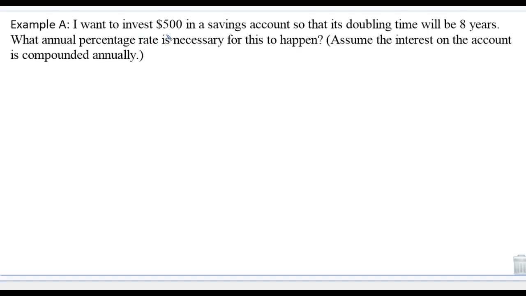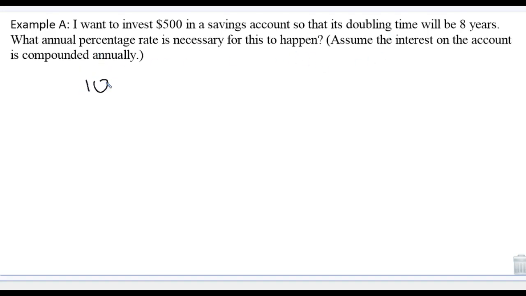I want to invest $500 in a savings account so that its doubling time will be 8 years. So in 8 years I need $1,000, so I want to make sure that in those 8 years I'll have this $1,000. So what annual percentage rate is necessary for this to happen? Assume the interest on the account is compounded annually. Okay, so let's see if we can write our equations.